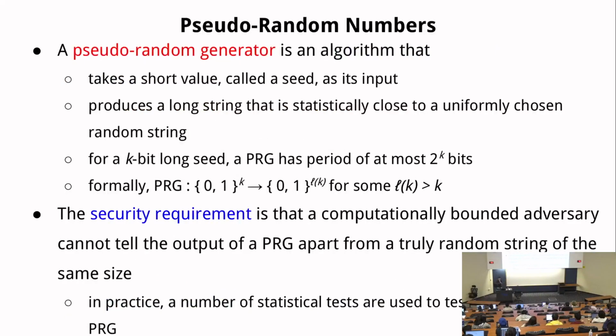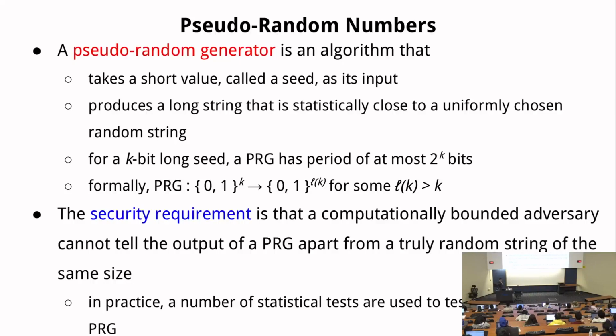So a pseudo random generator is an algorithm. It takes a short value, which we call a seed, as input, and it produces a long string that is statistically close to a uniform distribution. For example, if we have a k-bit seed, a pseudo random generator should have a period of at least 2 to the power of k. Then we think those are good pseudo random number generators.